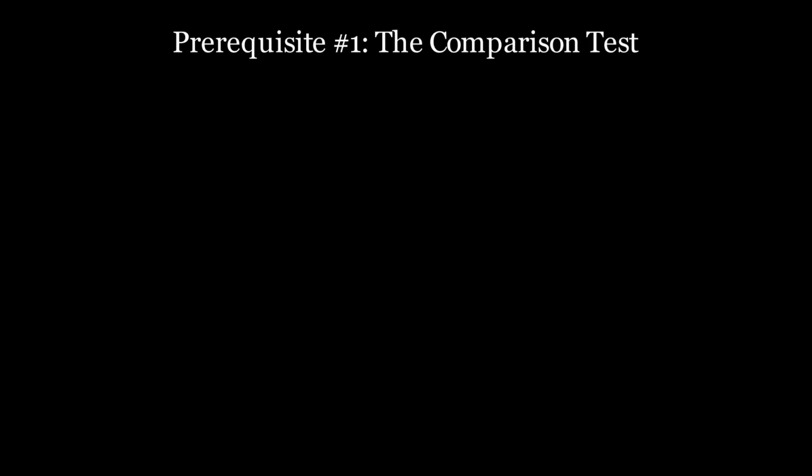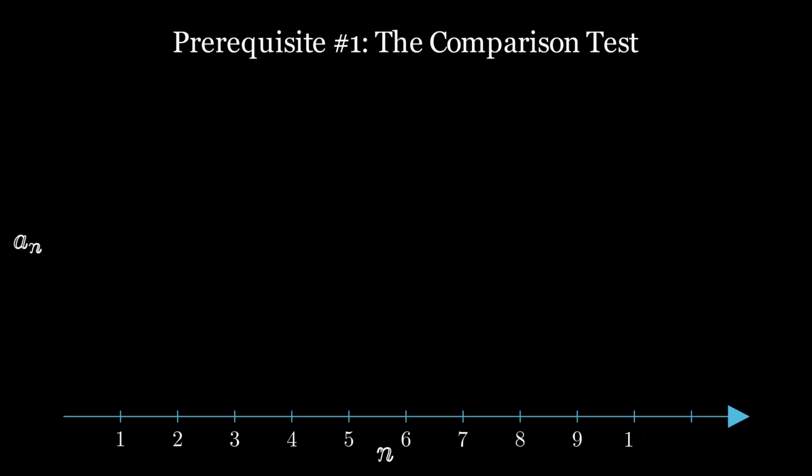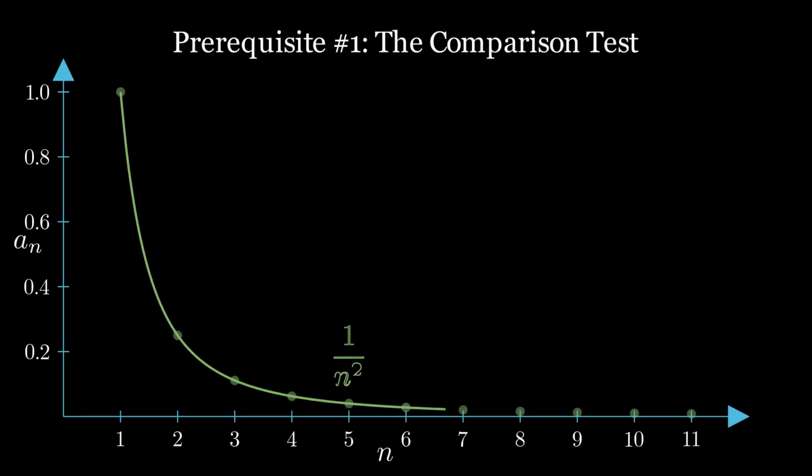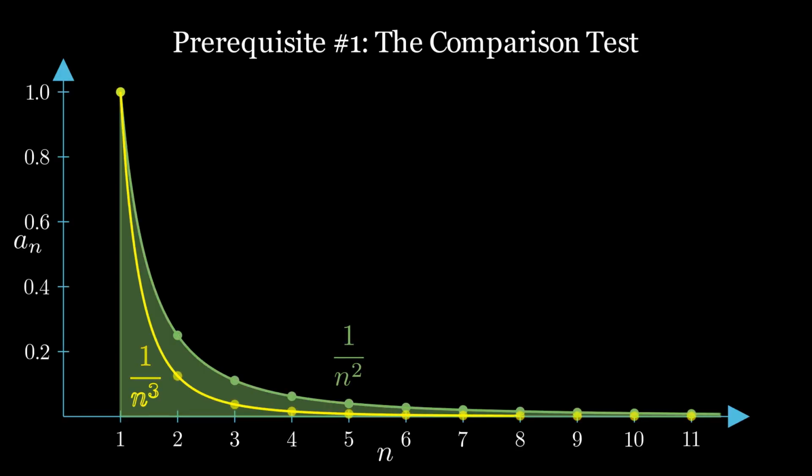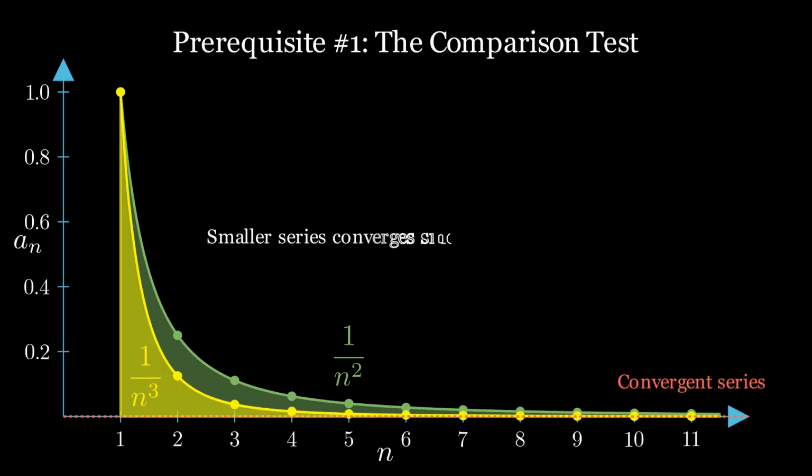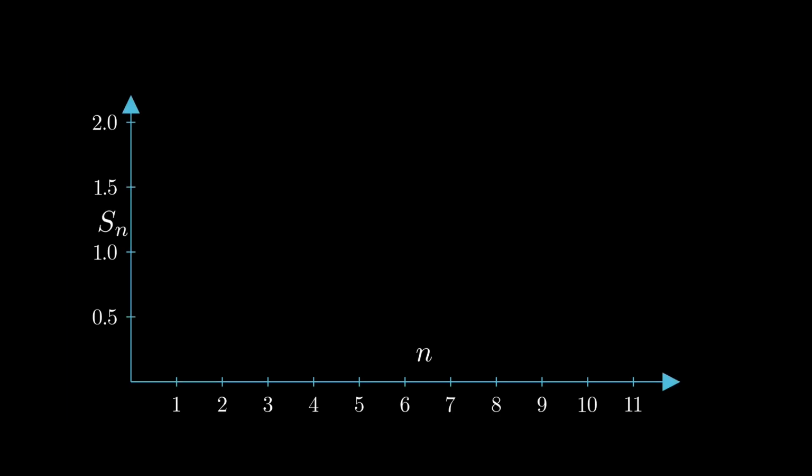Now to understand why the ratio test works, we need a couple of prerequisites. The first is the comparison test. If we start with a convergent series of positive terms, and we consider a second series whose terms are smaller in absolute value, then that smaller series also converges. Next, we need to know when a geometric series converges.